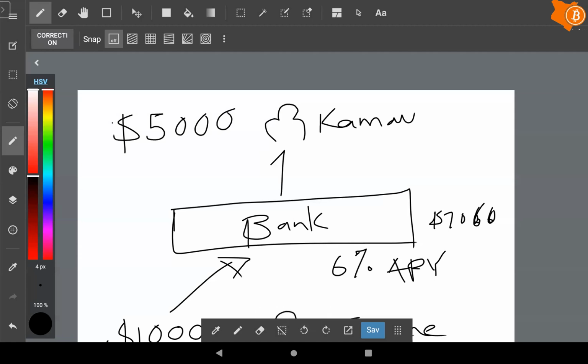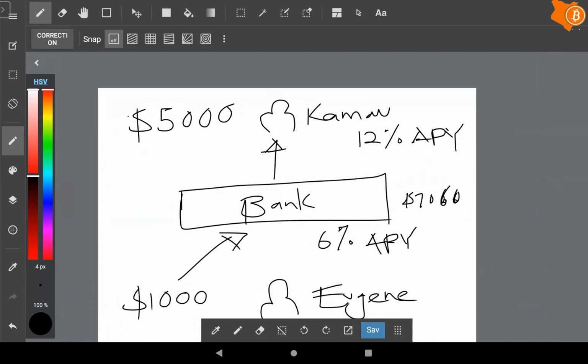He'll borrow from the bank. When he borrows $5,000 from the bank, he'll pay back at an interest rate of roughly 12%, or sometimes slightly more. Remember, this is APY, or you can just call it interest rate. So it's either APY or interest rate. Now, as you can see, Kamau will borrow $5,000.